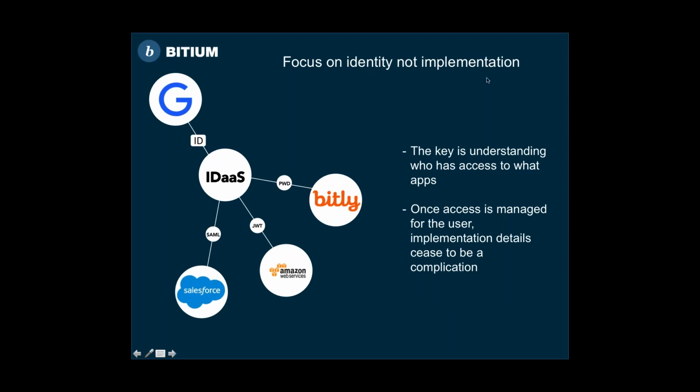So really, what do you do? You want to focus on the identity, not on the implementation. So you really want to worry about how Google fits in with the applications, who should have access to what applications. You don't really want to worry about what the actual protocol is. We talked a little bit earlier about how Google federates with applications. They have OpenID Connect, they have SAML, they have lots of different ways you can connect up to applications.